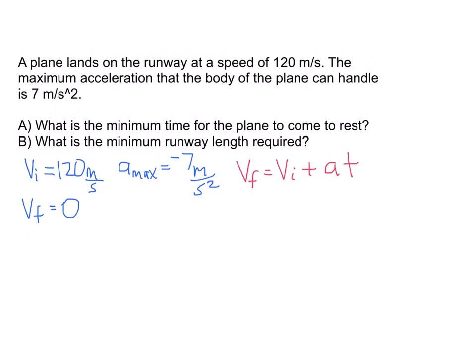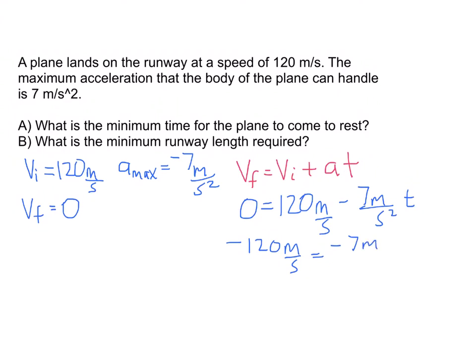So now I'm going to substitute in our values. We want the final velocity to be 0, equal to 120 meters per second, plus, but in this case it's going to be minus 7 meters per second squared times time. Now I'm going to subtract 120 meters per second from both sides. So I'm left with minus 120 meters per second is equal to minus 7 meters per second squared times the time. As you can see, we can cancel out the negatives.